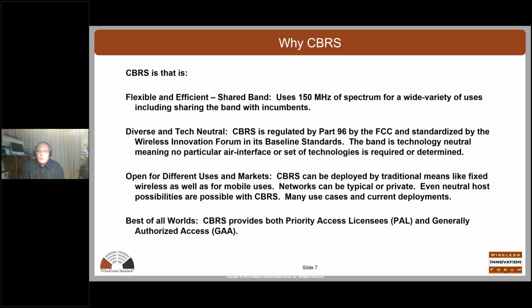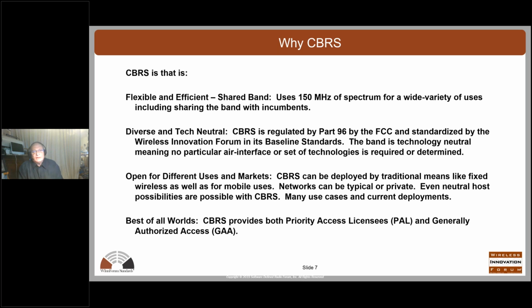In my work, both with WInnForum and with WISPA and with groups like OnGo Alliance and others, there's well over 100 different vertical markets that I've seen CBRS already deployed into with many, many different uses, some very, very small, some in things like IoT, where various things are being monitored, all the way up to apartment complexes and schools and residences.